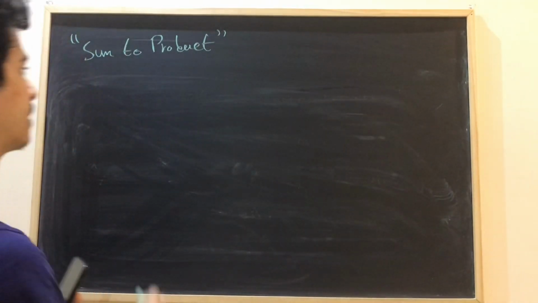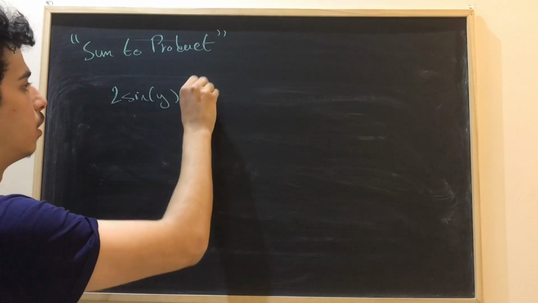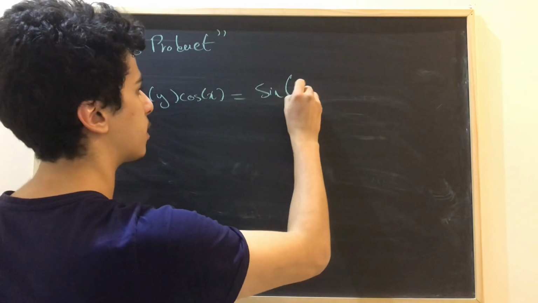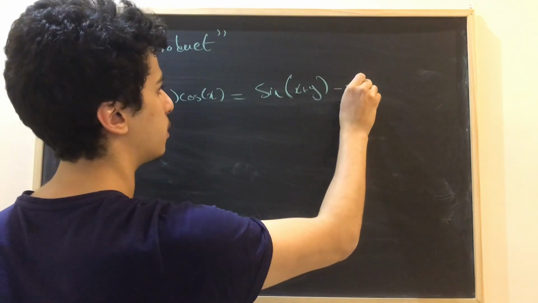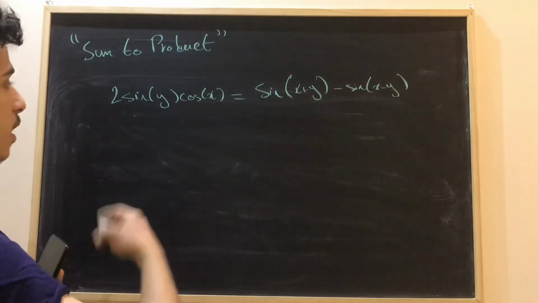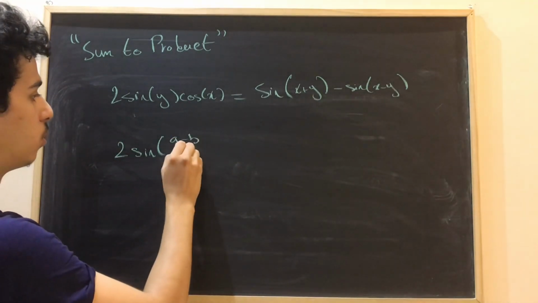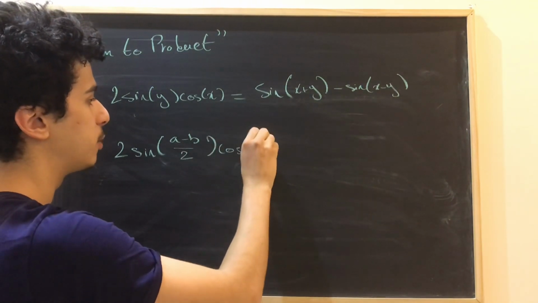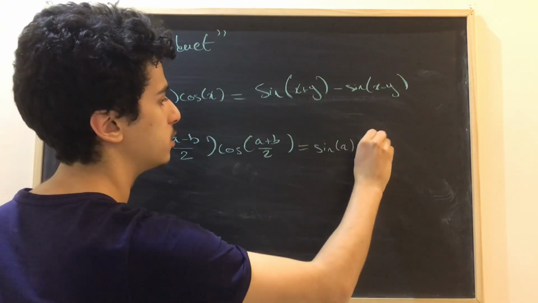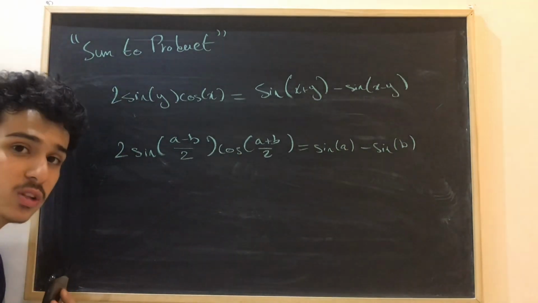Okay, another result last time we achieved: 2 sine of y cosine of x is equal to sine of x plus y minus sine x minus y. Very nice. We'll do the same procedure and we'll get 2 sine of a minus b over 2 cosine of a plus b over 2 is equal to sine of a minus sine of b. And simply, that is our second sum to product identity.